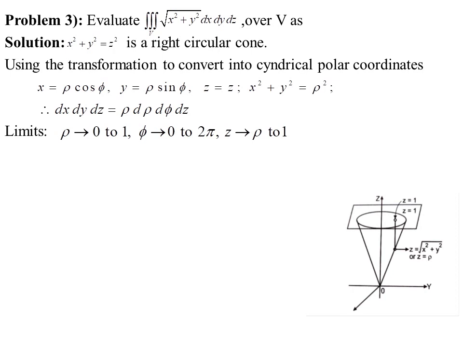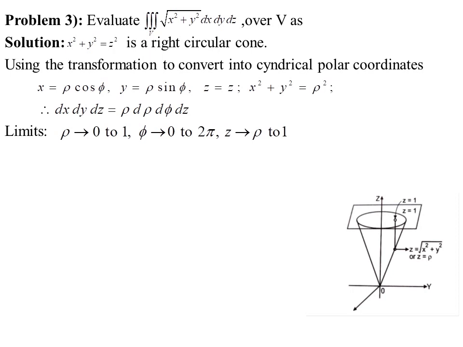and z, if you are observing here, this is the straight line given, z is equal to square root of x square plus y square, that is z is equal to rho, will vary from z equal to rho to z equal to 1. So till the plane z equal to 1, our z is varying.